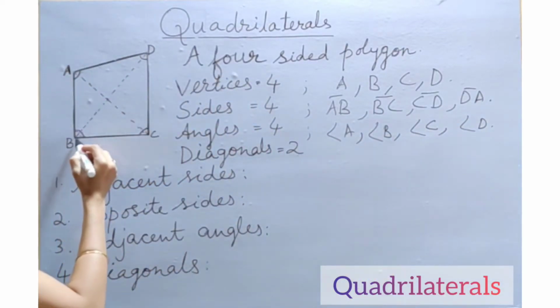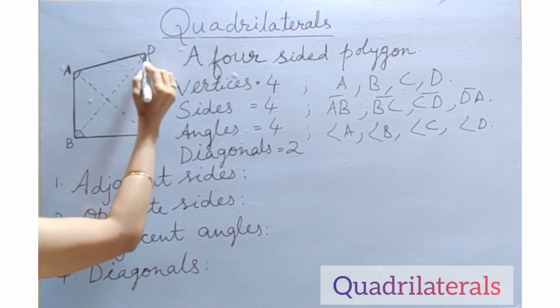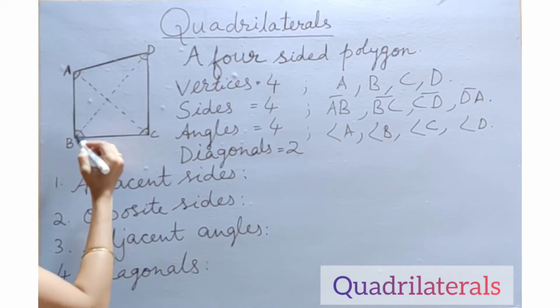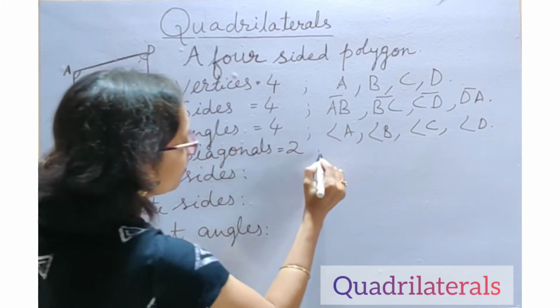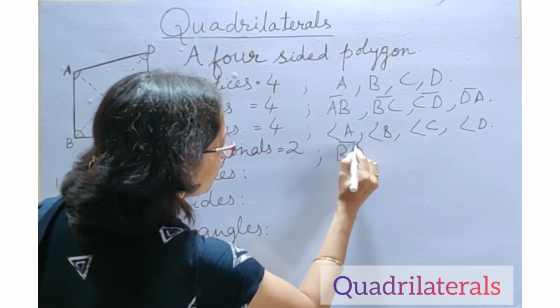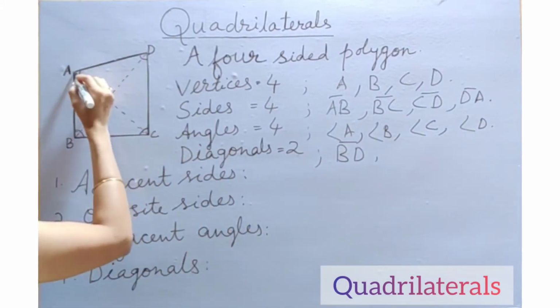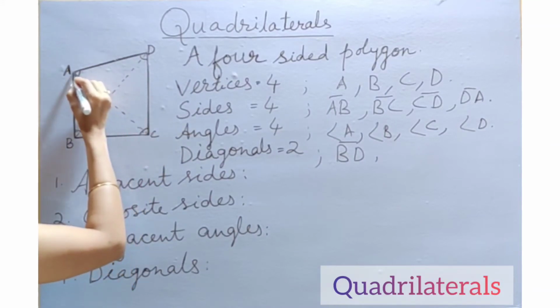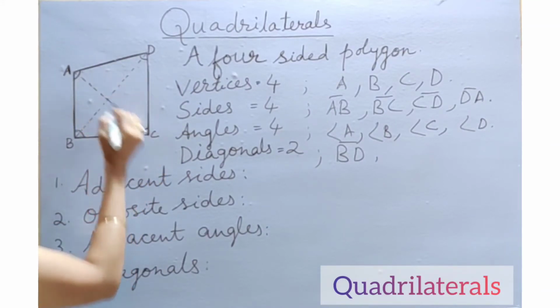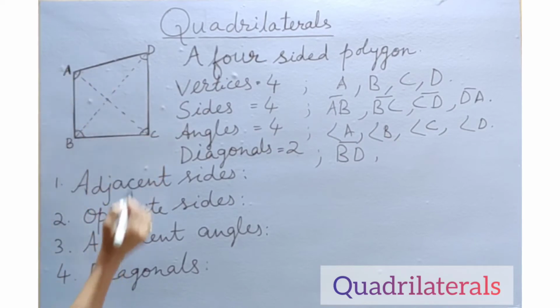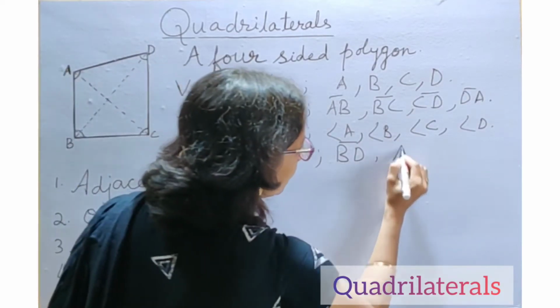And there are 2 diagonals. The opposite vertices are joined by this line segment. So BD is one diagonal and the other one is AC. Vertex A and vertex C, opposite vertices, are joined by a line segment, which makes a diagonal AC.